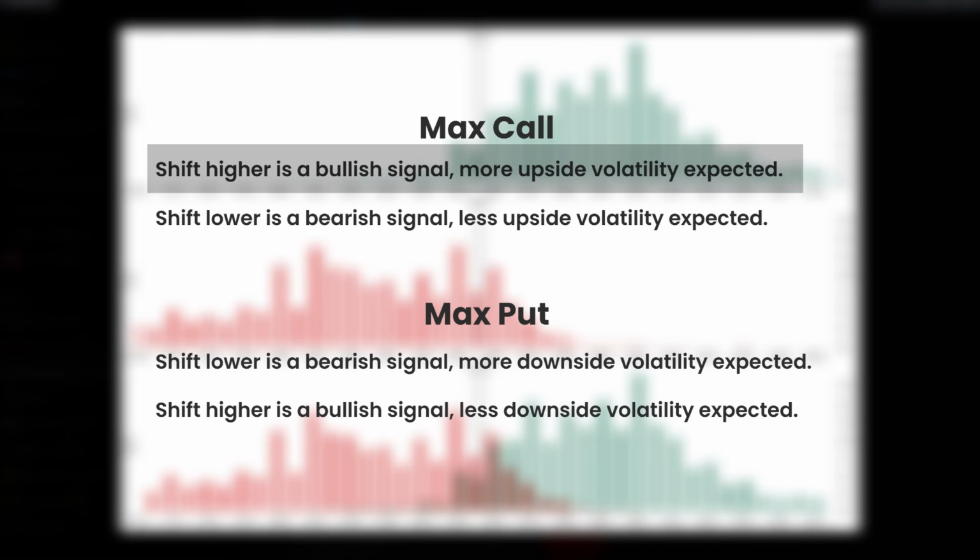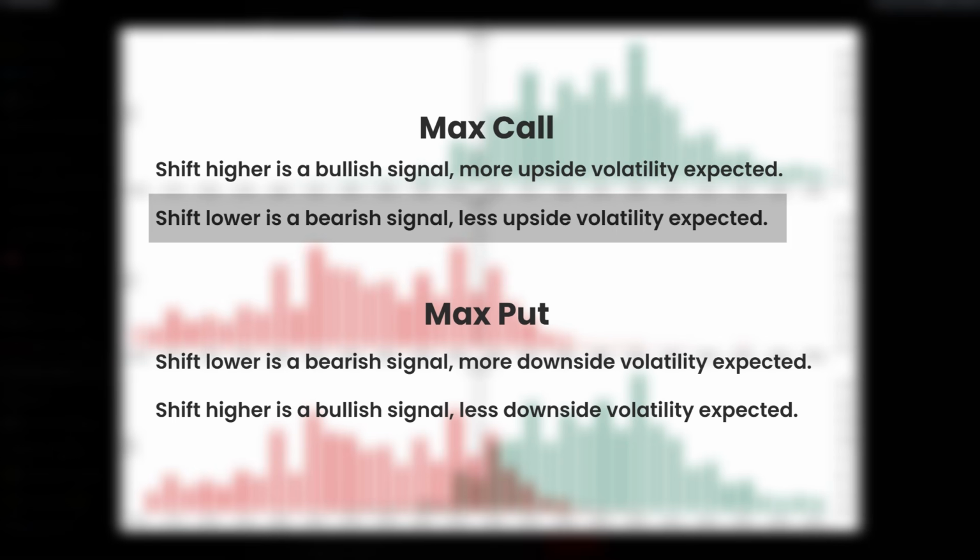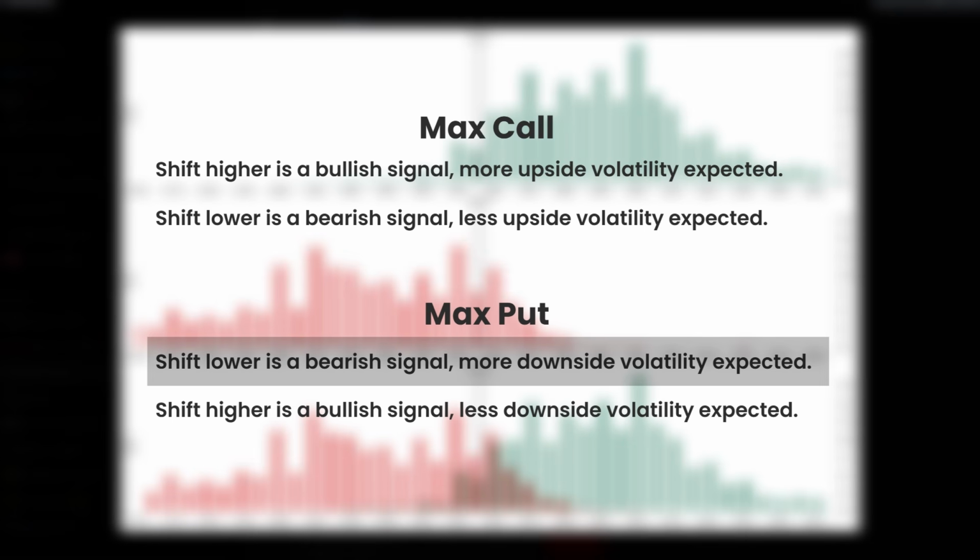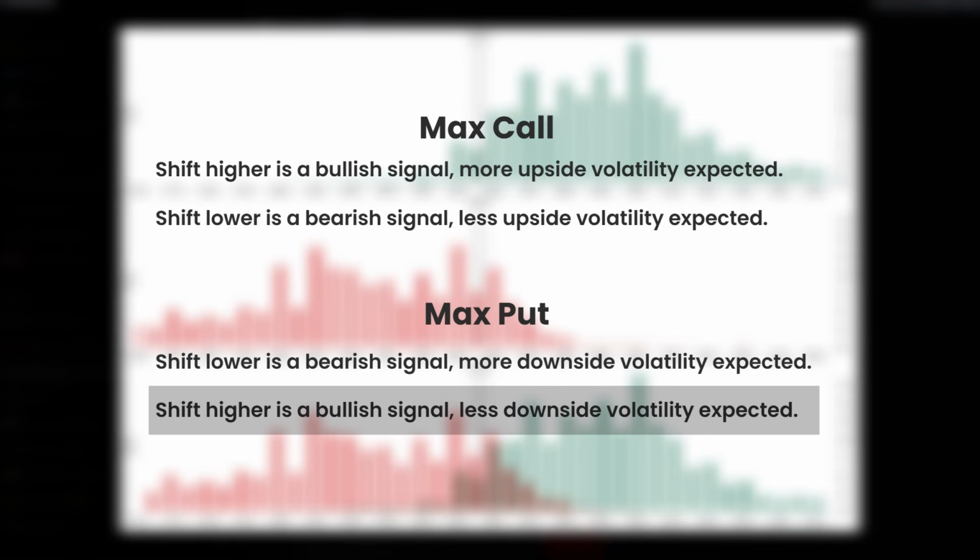If the max call shifts higher, it's a bullish signal, indicating that participants are positioning with calls further out of the money, and therefore expecting more upside volatility. Conversely, if the max call shifts lower, it's a bearish signal, suggesting that participants are positioning closer to the money and expecting less upside volatility. If the max put shifts lower, it's a bearish signal, indicating that participants are positioning with puts further out of the money and expecting more downside volatility. Conversely, if the max put shifts higher, it's a bullish signal, suggesting that participants are positioning closer to the money and expecting less downside volatility.